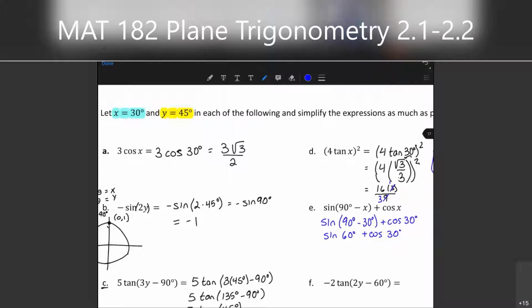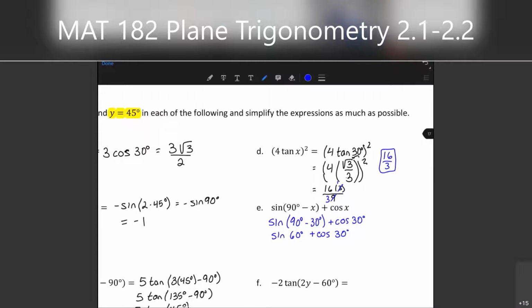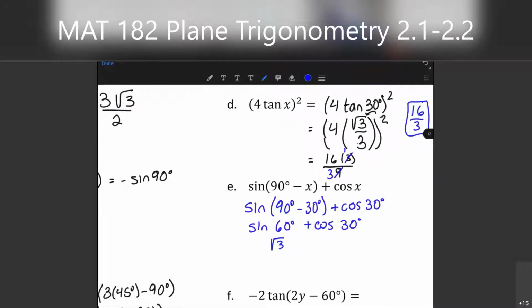Now, if we remember our cofunctions, I think these two things are the same thing. And what do those two things happen to be? Root 3 over 2. Yep, those are both going to be root 3 over 2. Excellent. So we have root 3 over 2 plus the same thing, root 3 over 2. And so if I add those two things, I get 2 root 3 over 2, or just root of 3. We just have root of 3 there.